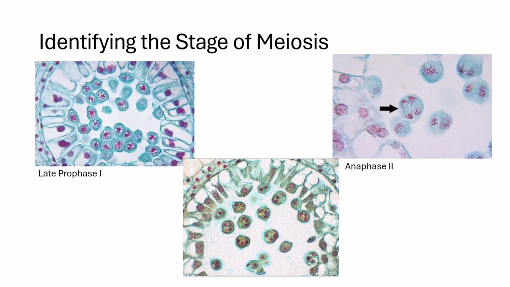The cells in the bottom photo are in what stage? If you said telophase 2, then you would be right. Since a couple of the cells show 4 cells forming cell plates with chromosomes in their nuclear membrane, that would indicate telophase 2.